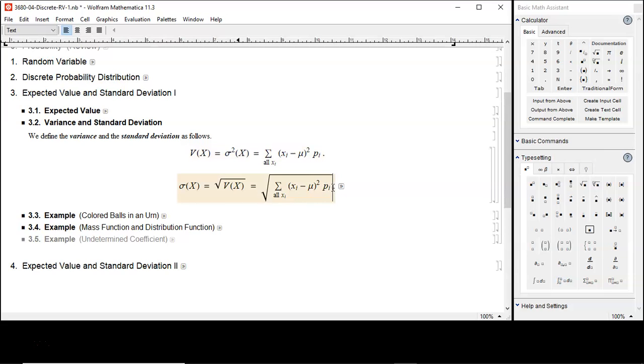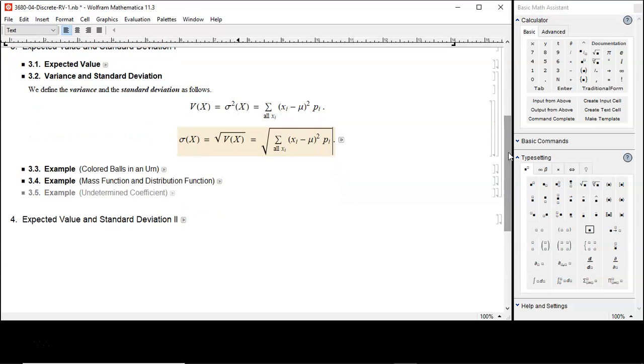Same for standard deviation. It's just the square root of the variance. So big standard deviation means more spread out, big spread, more dispersion, and small standard deviation means more concentration.